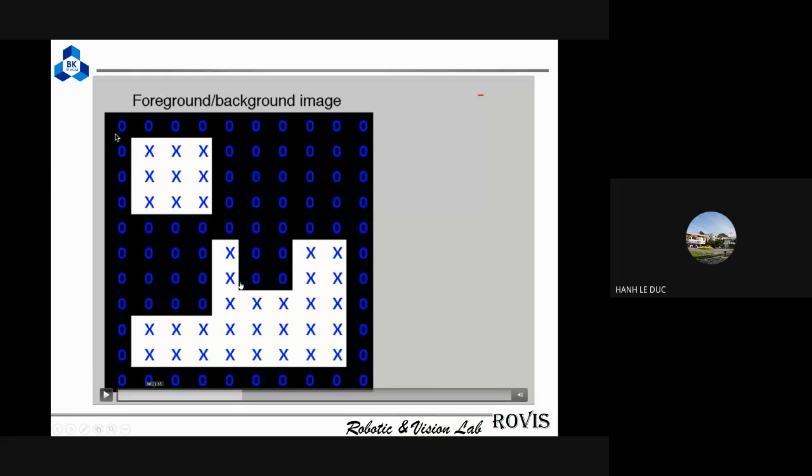Okay, so before that, they will label it, and the background will be zero. The foreground, that means the white pixel, will be x. Okay, so let's see. For example, they use the connected component like this one, the green label like this. So let's see, they scan.